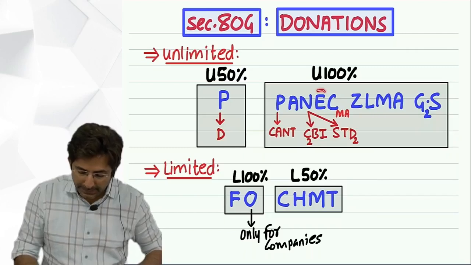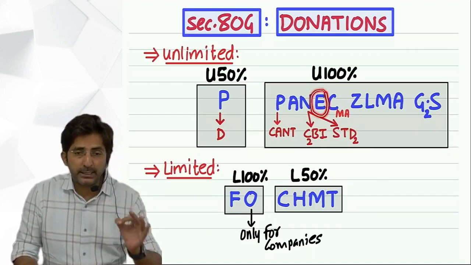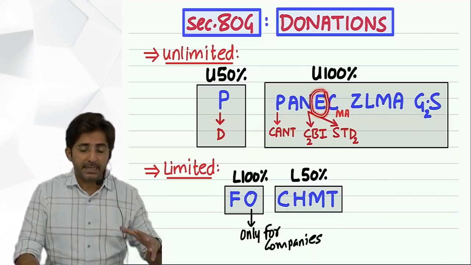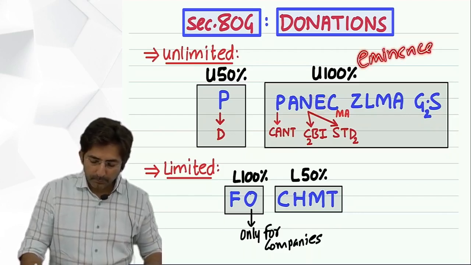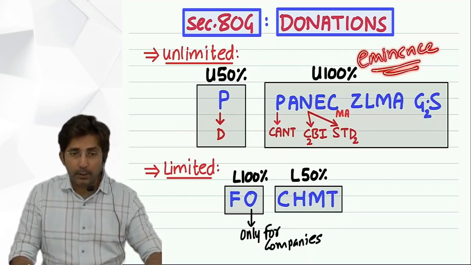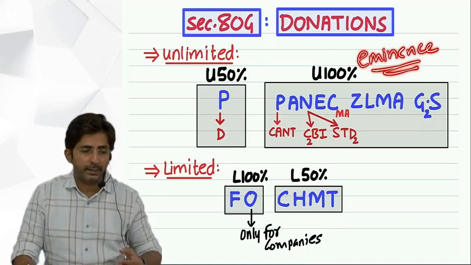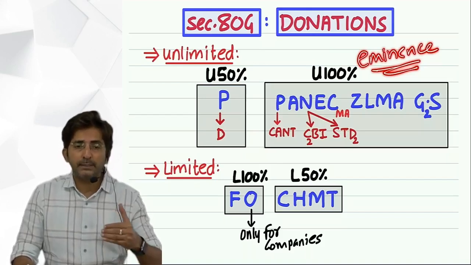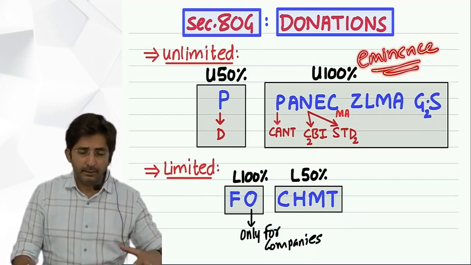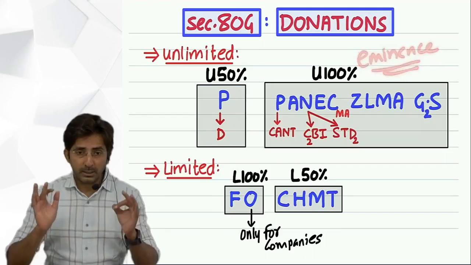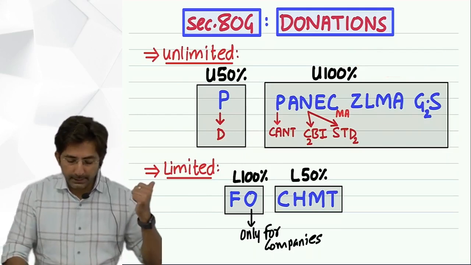Then next, E stands for educational institution of national eminence. Eminence means importance. There are certain educational institutions which are of national importance, like ICAI, Institute of Chartered Accountants of India, ICSI, Institute of Company Secretaries of India, IIT, IIM, any institute of national importance which is an educational institution. You can give donation there also for deduction.